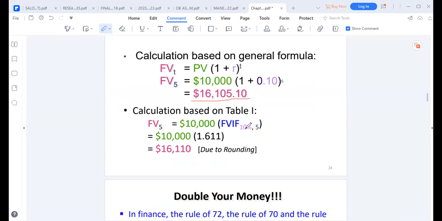16,105. But if you check from the table, 10% and relate it to 5, this figure will give you 1.611. When you apply it to the 10,000, it gives you 16,110. So this is the figure. You see the difference is small because of rounding off.